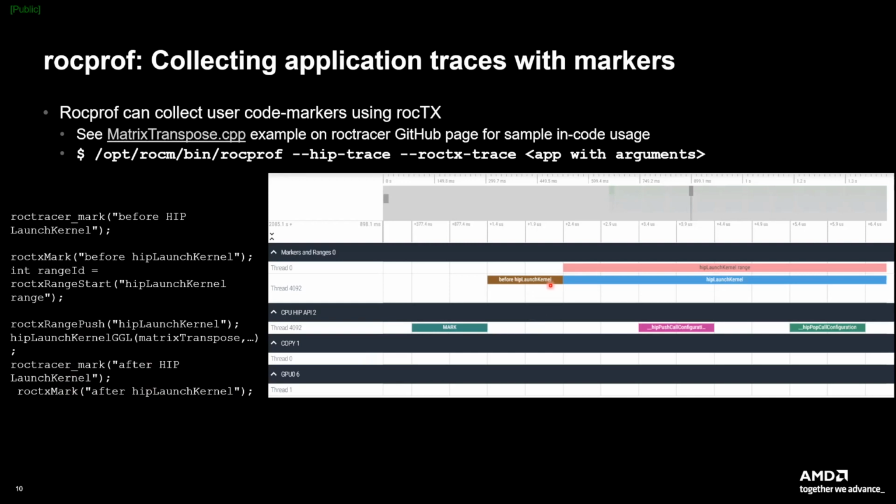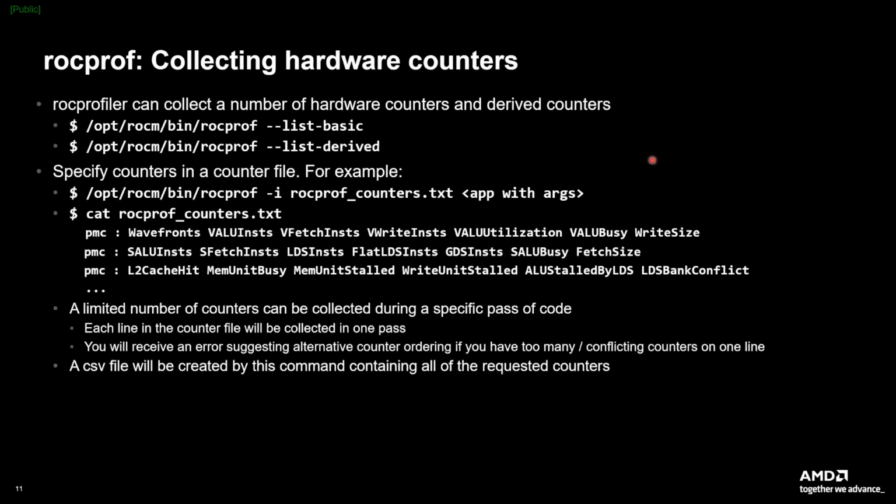In case that doesn't provide enough information, you may want to go really specifically around this code and start seeing what the problem is, for example. And in order to have this, you do HIP trace and ROCTX trace, okay? So you do both of these. And then the application, the binary, and any arguments you have. It's quite, I would say, simple. There's a lot of documentation, of course, to see what to do.